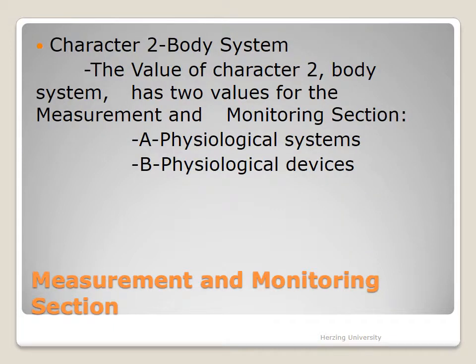Character 2, which represents body system of the measurement and monitoring section, has 2 values. Value A for physiological system and value B for physiological devices.